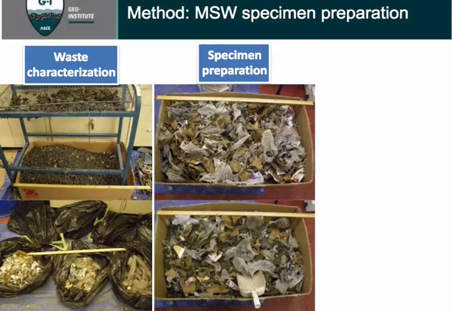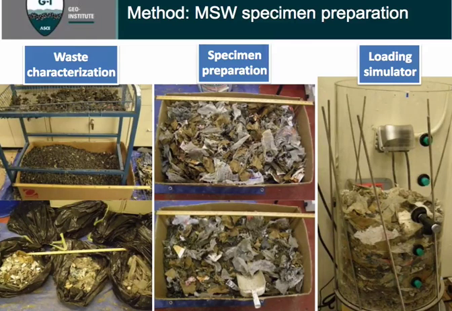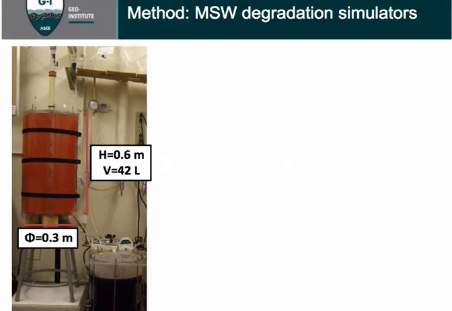So for each of those wastes, we weigh all these different fractions to get a field waste composition, and then remix a part of that waste to form a specimen. And each specimen is loaded into a simulator, as shown in the photo on the right. Each simulator has a volume of about 40 liters, a height of 0.6 meter, and a diameter of 0.3 meters. So it's fairly large.